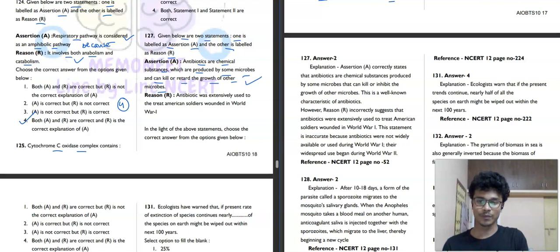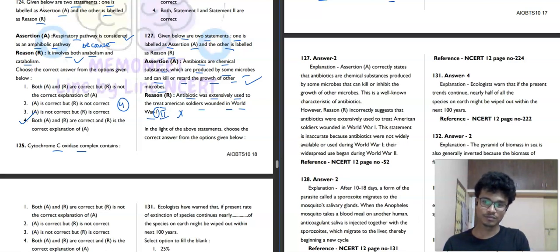Now reason यहाँ पे दिया हुआ है and reason is given: Antibiotic was extensively used to treat American soldiers wounded in World War II. So we have to choose between these two. ये basically wrong statement है. यहाँ पे antibiotic जो use किया गया था वो basically World War II में ही शुरू किया गया था.